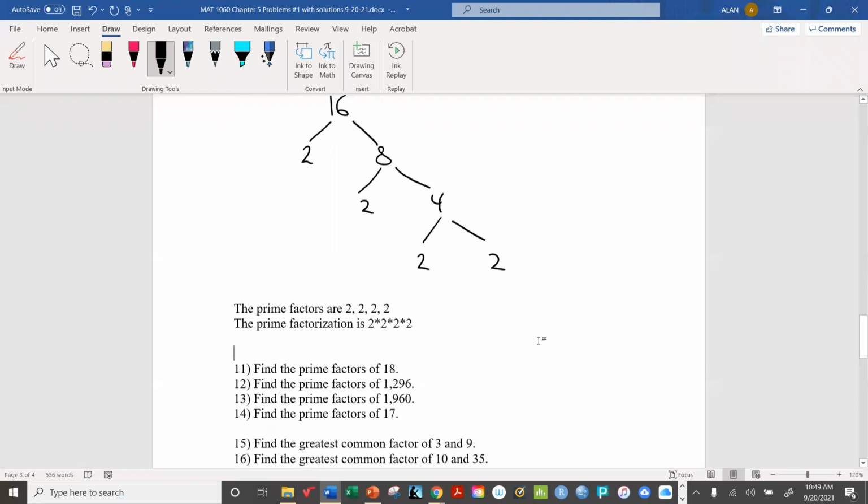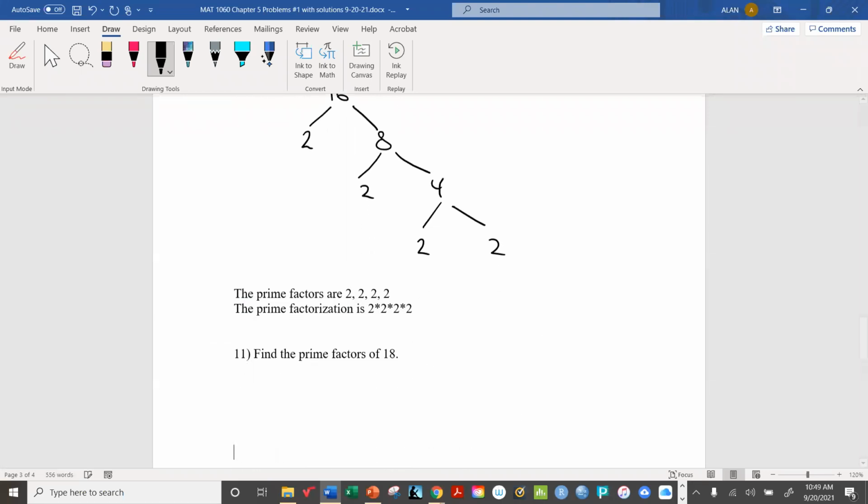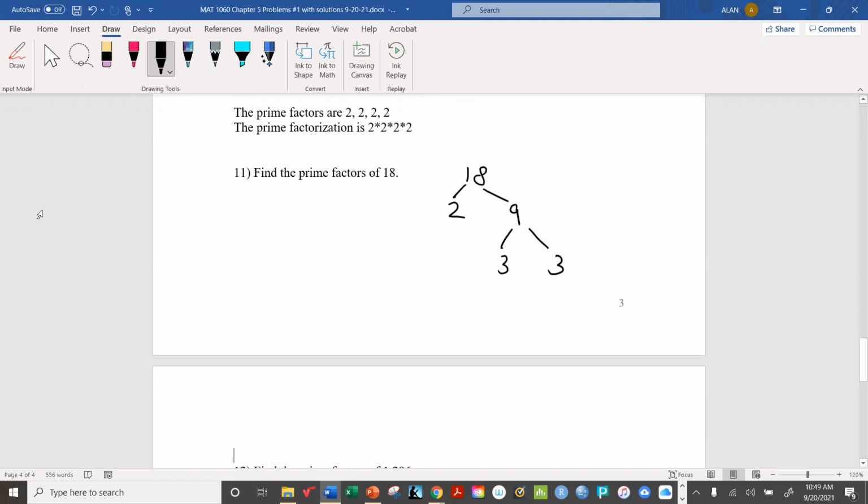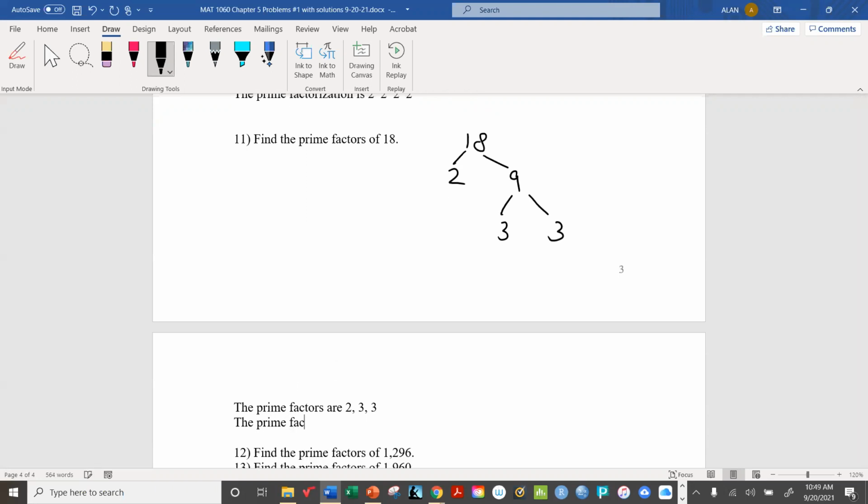Okay. All right, 18. What do we do with that one? This will be quick. You'll see why in a second. 2, 9. Okay, we're done. Look how easy that was. Okay, if only they were all that simple. So you could write this in one of 2 equivalent ways. The prime factors are 2, 3, 3, which means that the prime factorization is 2 times 3 times 3, because of course that equals 18.